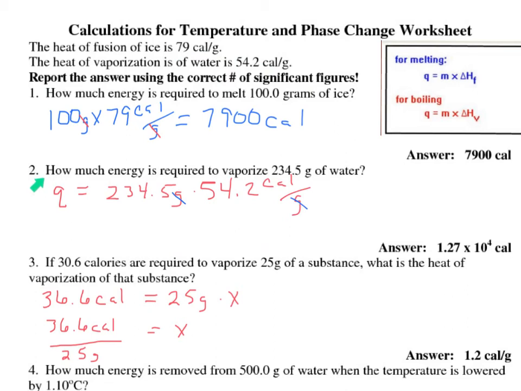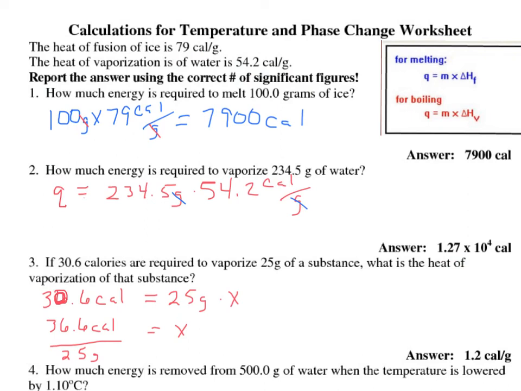How much energy is required to vaporize 234.5 grams of water? So we're going to use our heat of vaporization equation. We're going to have Q, our heat energy, equals our mass times our heat of vaporization. That was our standard. Notice again that our grams cancel, and we would have an answer right here of 1.27 times 10 to the 4th calories, or about 1,270 calories if I move my decimals over correctly.